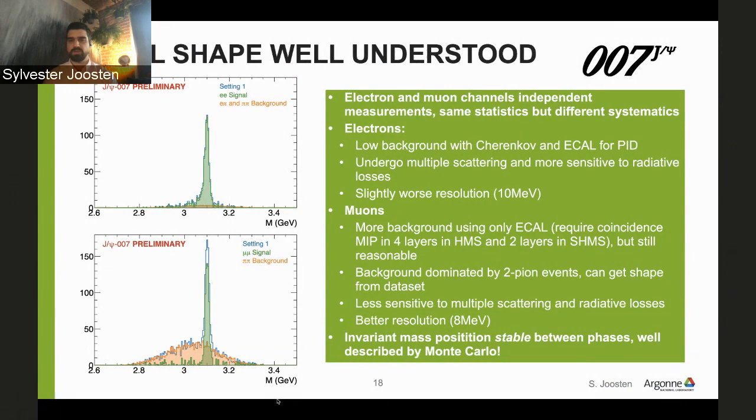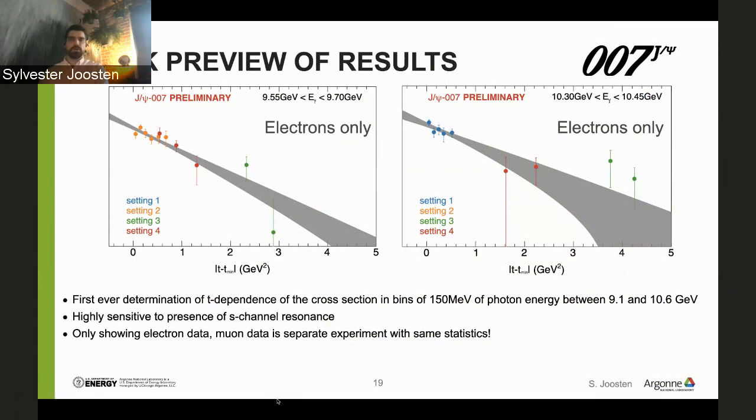So here's a sneak preview of results. No labels on the y-axis, because we still need to undergo calibration review, so I can't just debut the data here. I show here two bins in photon energy, one in between the lower and the higher mass pentaquark states, and one past the pentaquark states. I'm not showing a pentaquark bin here.